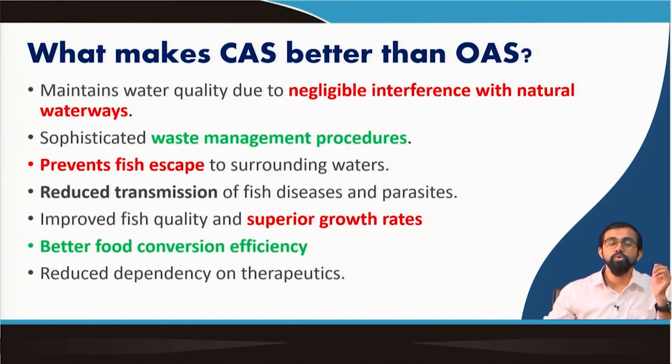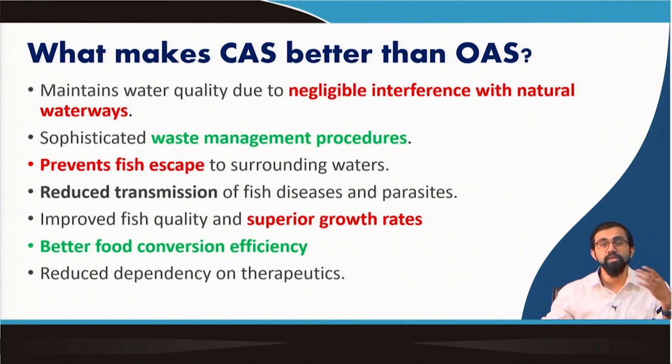That is why we need to go for this kind of treatment system, so that there will be continuity. At least you will have better control of your system to reduce any possible disease outbreak in your farm. It improves the fish quality and the growth rate, because each and everything is well controlled, well optimized, and it is done in a scientific way.